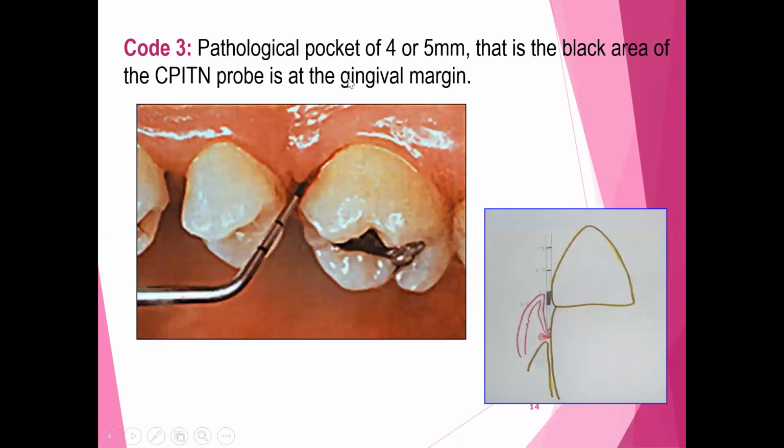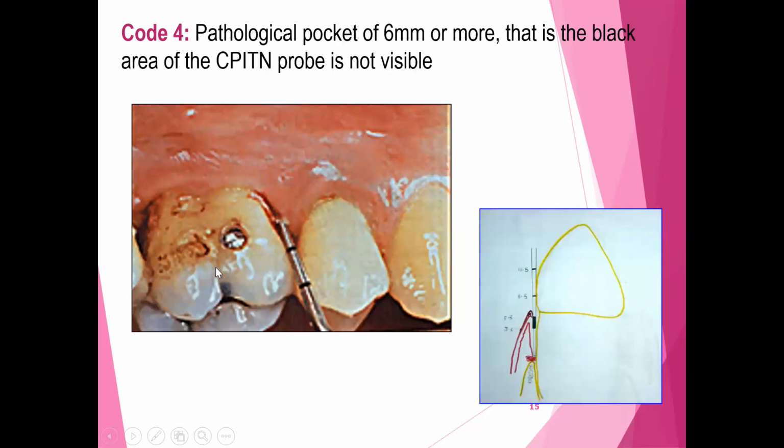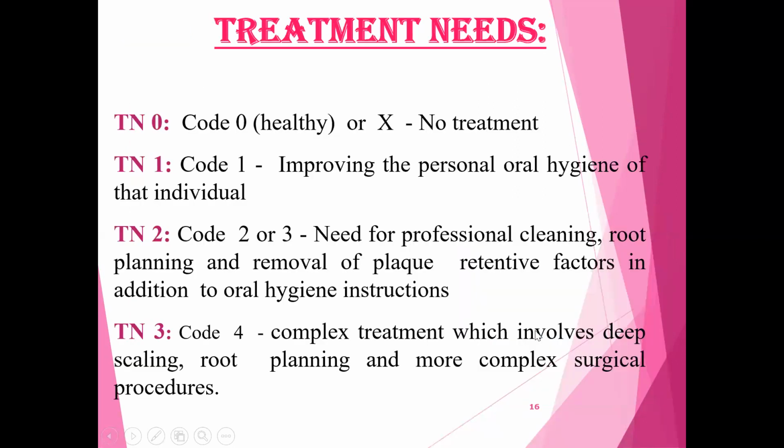Code 3 is pathological pockets of 4 or 5 mm, that is the black area of the CPITN probe is at the gingival margin. This black band is almost at the gingival margin. Code 4 is the pathological pocket of 6 mm or more, that is the black band of the CPITN probe is almost not visible. It is already into the gingiva.